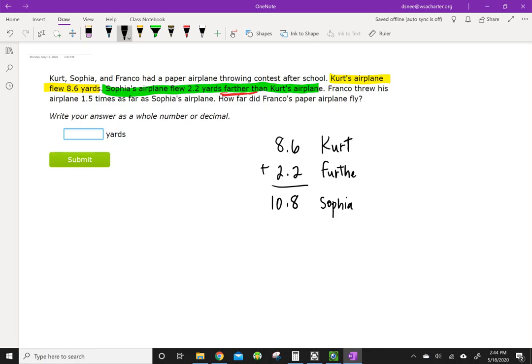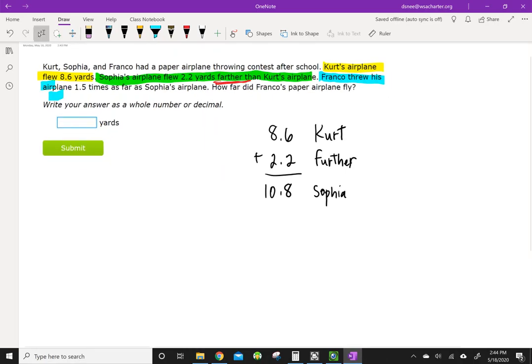2.2 further. That means add, farther. Okay. Then Francisco. How far did he throw his? Oh, Franco. Franco threw his airplane 1.5 times as far as Sophia's.